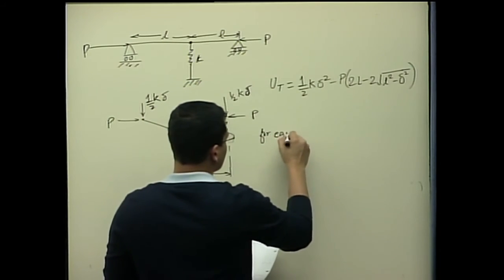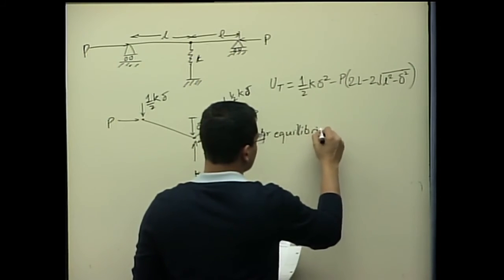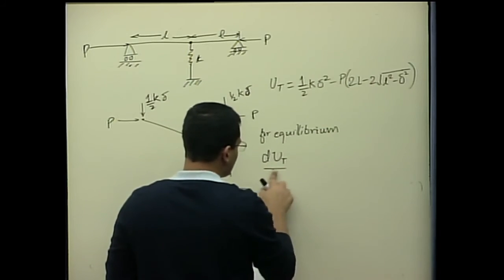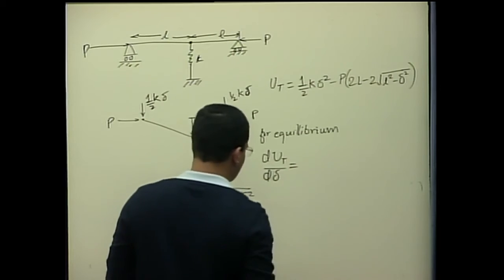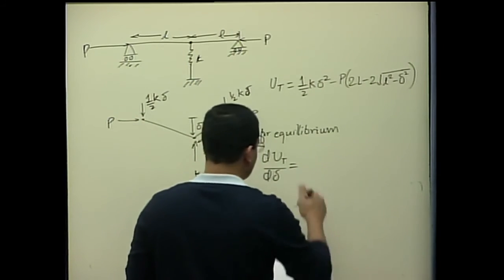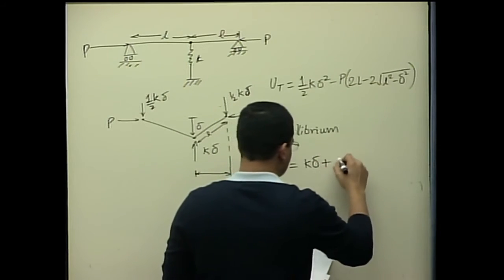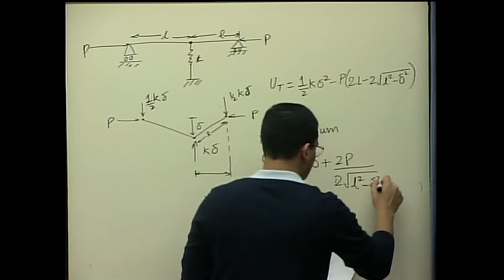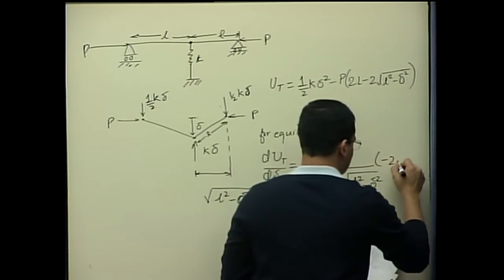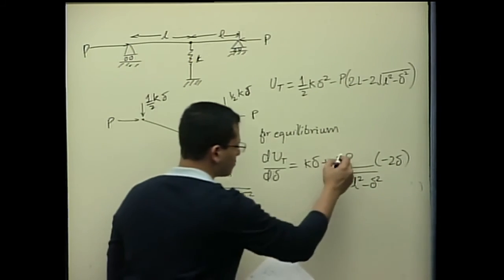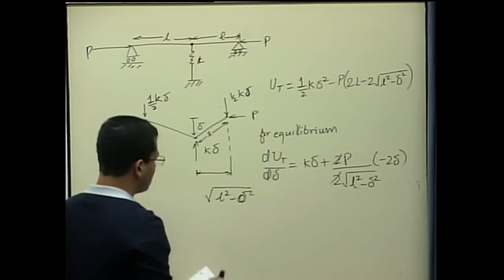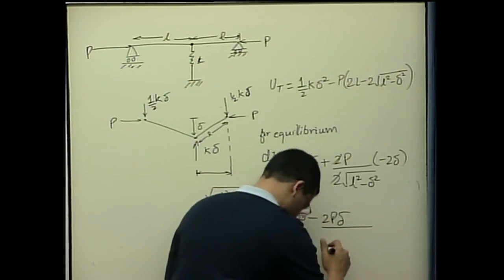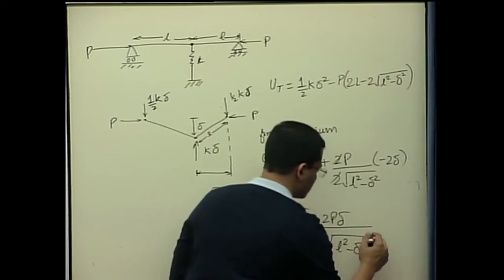So for equilibrium, we differentiate with respect to delta and we get k delta plus 2P over square root of L square minus delta square times minus 2 delta. So with some simplification, essentially we get k delta minus 2P delta over square root of L square minus delta square is equal to 0.